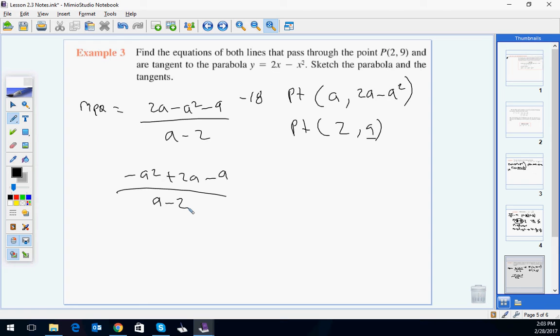This? This is just y minus y. Slope formula. Right? MPQ, m is slope. Okay, so this right here is our point P. This is our Q. Our Q is the unknown.